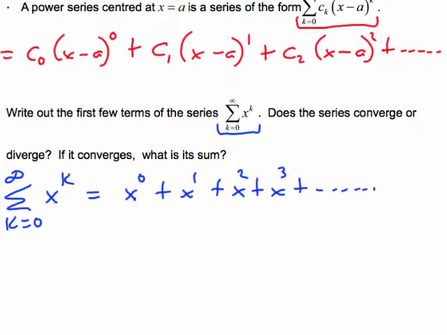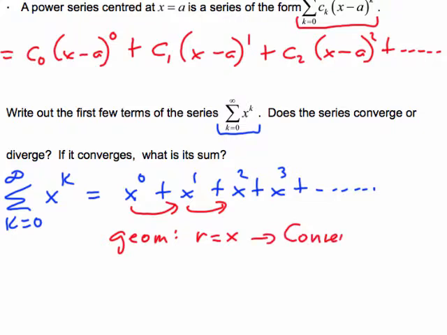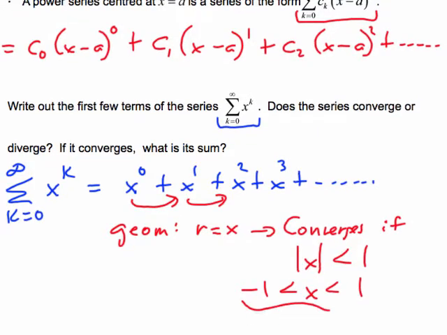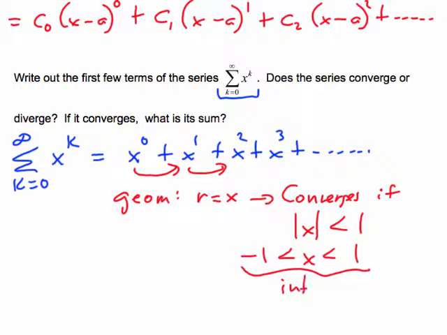And notice that this series is a geometric series in which we are multiplying by an r value of x. So our r value is x. And we know that a geometric series converges if the absolute value of r is less than 1. In other words, in this case, if x is between -1 and 1. And this we call the interval of convergence.